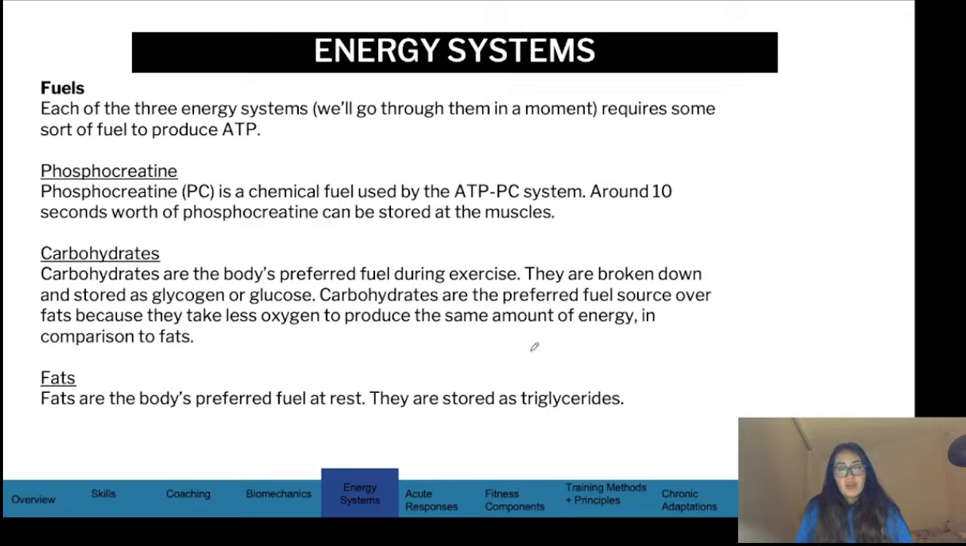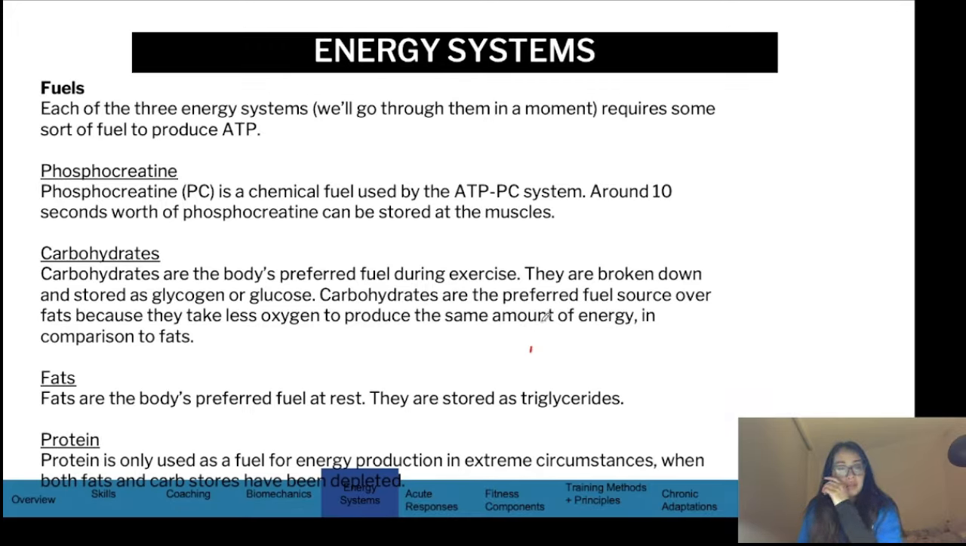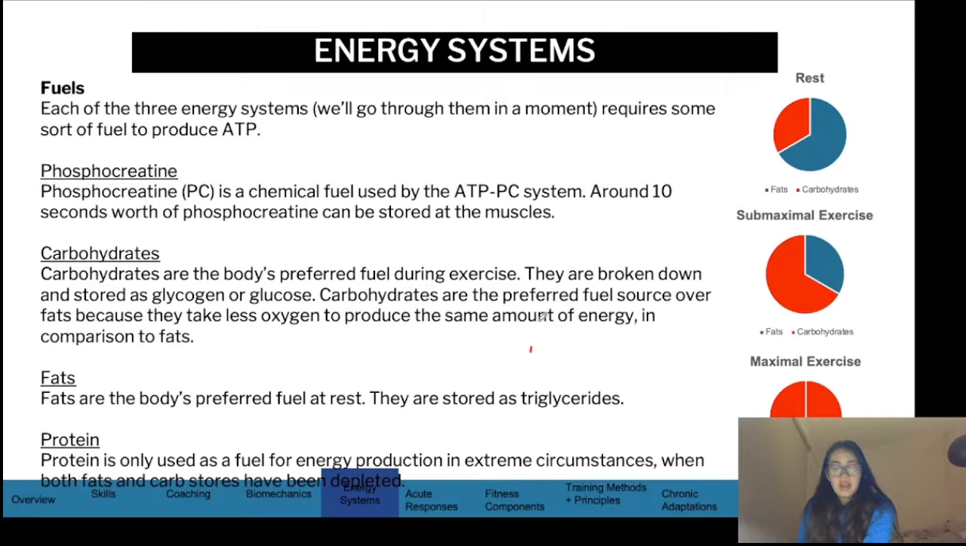Fats are the body's preferred fuel at rest, and they are stored as triglycerides. And then we've got protein, which is only used as a fuel for energy production in extreme circumstances, like when all fats in your body and all carbs have been completely depleted. We don't really discuss it very much in PE because it's going to be a really extreme scenario in which you have to use proteins. Fats are fine. We often use fats. We're using fats right now, actually, because you're probably sitting down watching this and getting enough oxygen that you can break down the fats and use them.